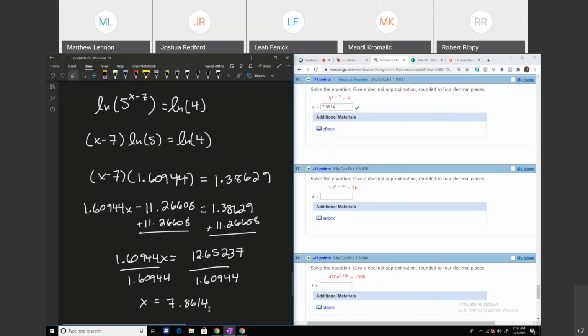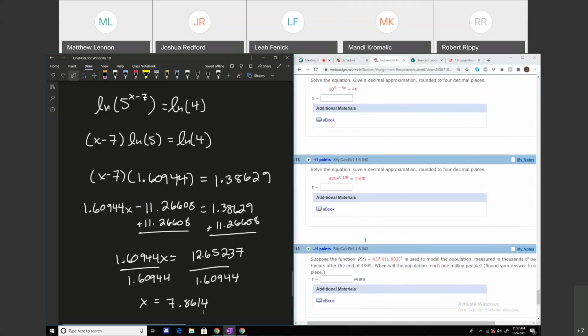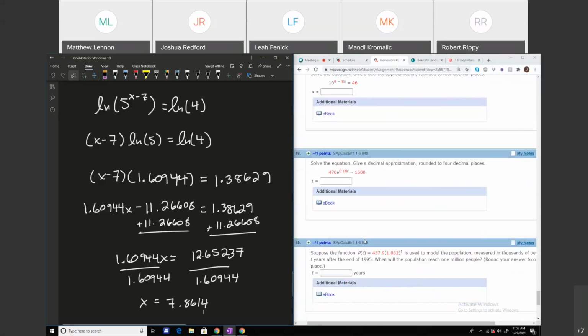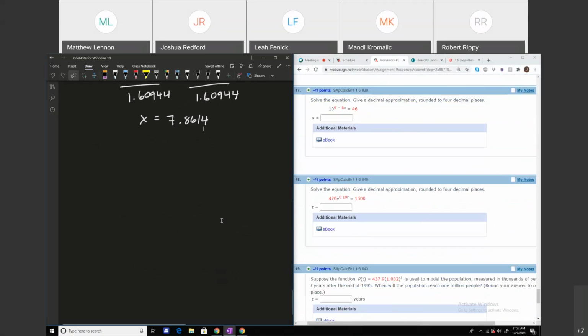Okay, sorry about that. Got lost in the weeds there for a second. Yeah, so a few more to do. Number 17 is pretty easy by comparison. Why is number 17 easy? Well, we can just use the common log since it's a base of 10.